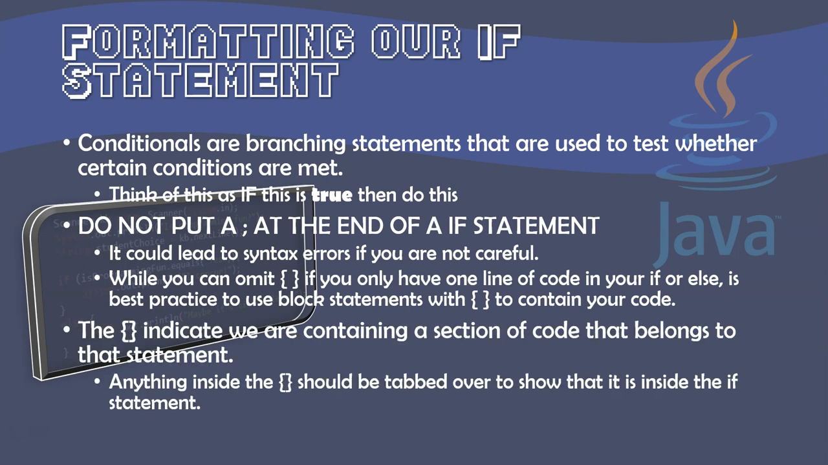Now, curly brackets are very important to our if statement. These curly brackets are a way for us to indicate we're containing a section of code that belongs to that statement. Rather than simply a semicolon, which is one line of code, we can use a curly bracket to say, hey, anything inside of here is part of this if block of code. Another way to help stylize this is that anything inside those curly brackets should be tabbed over to show that it's part of it. It's just a nice visual indication. It doesn't affect the actual running of the program, but as a programmer, it makes it a lot easier to find.